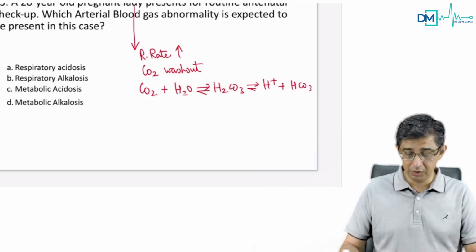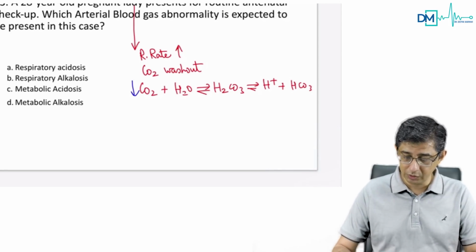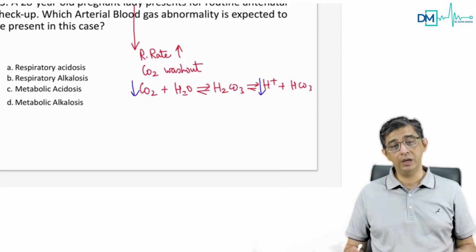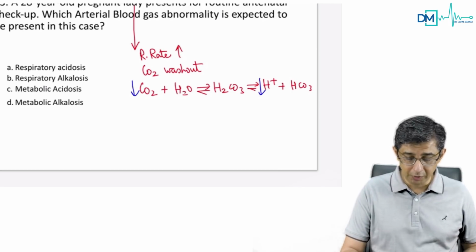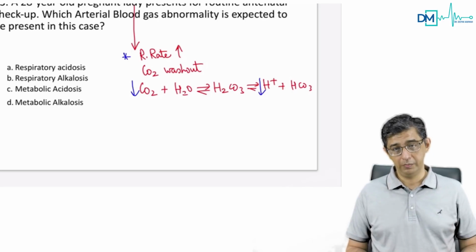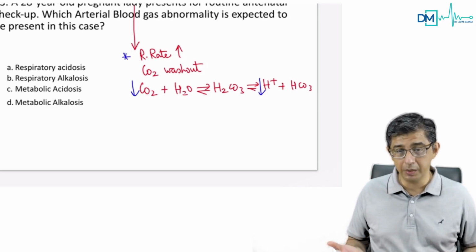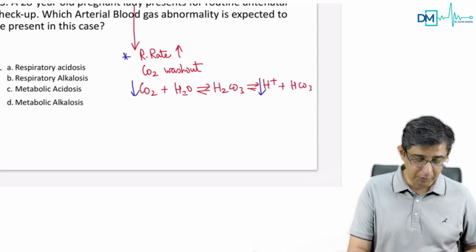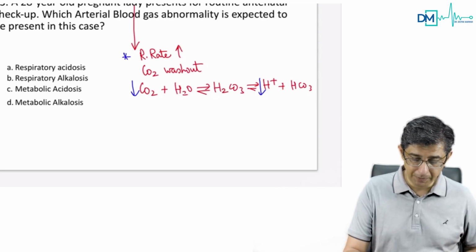So see what happens. Just look at this. Carbon dioxide is becoming lesser, so protons will also be lesser. So there would be an alkalosis. A lady having hyperventilation and having less protons, because the physiological finding of pregnancy is hyperventilation. So this would be respiratory alkalosis developing in a patient.